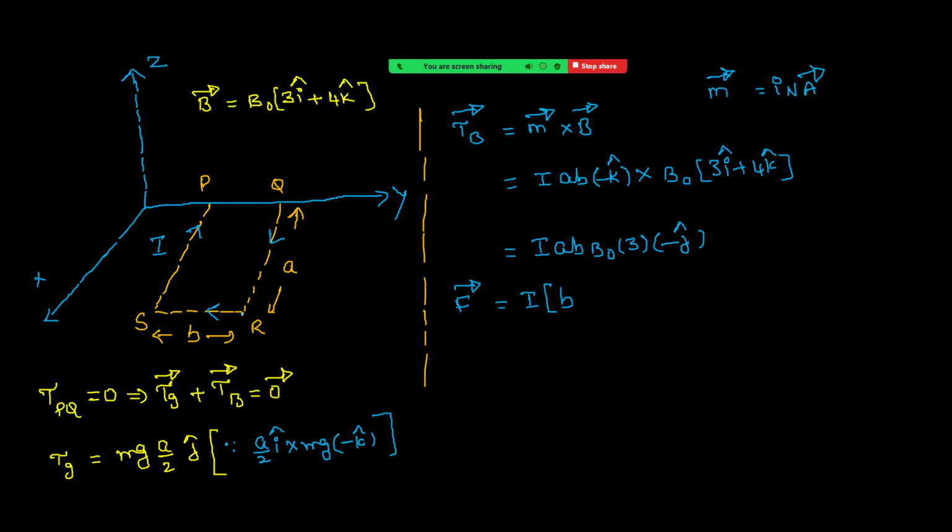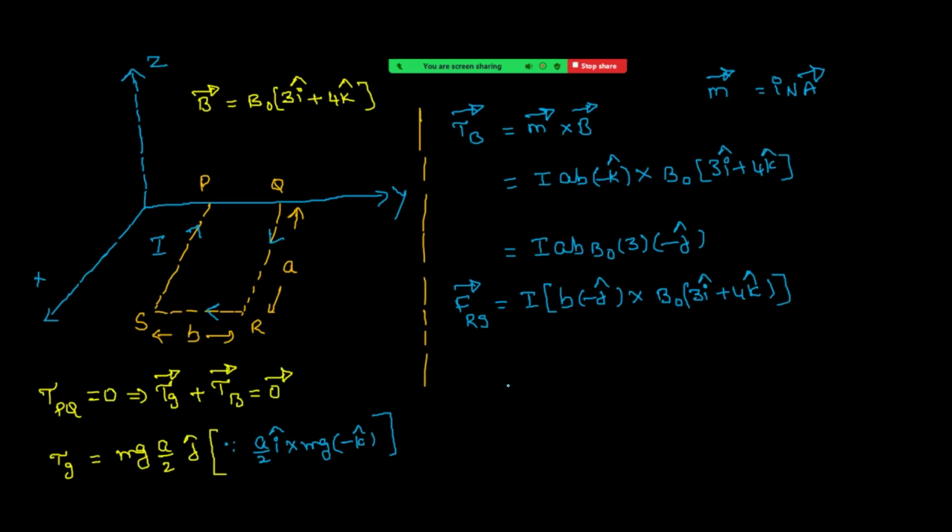RS means it is along the negative y-axis. So negative y-axis means it is minus J cap, the force acting on RS. So I into L bar, it is b into direction minus J cap. L bar cross B bar, where B bar is B naught into 3 I cap plus 4 K cap.